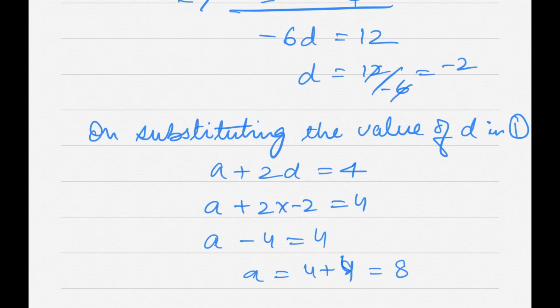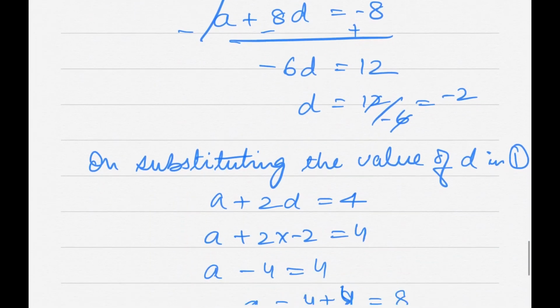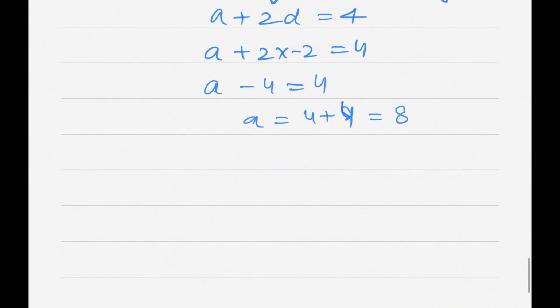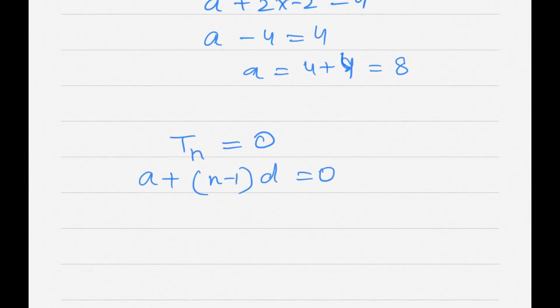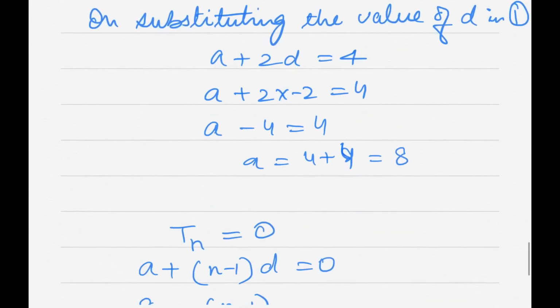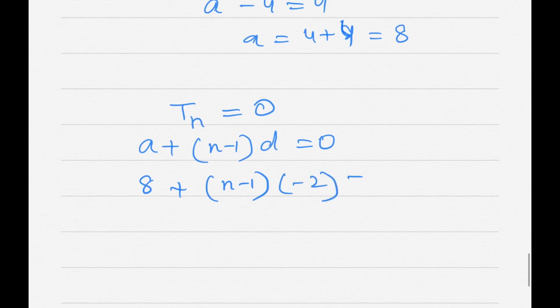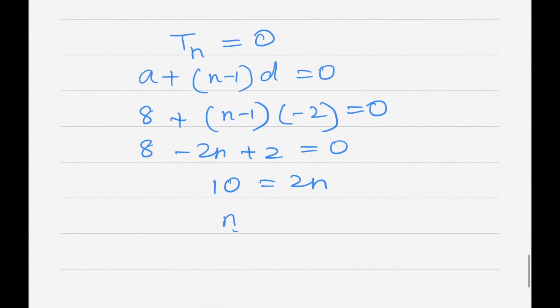Now I have been given the value of t. I have to find out the value of n, right? So tn is equal to 0. So a plus n minus 1 into d is equal to 0, right? And a is 8 plus n minus 1 into d is minus 2. Okay, so 8 now minus 2n plus 2 is equal to 0. Now this will be 10 is equal to 2n. So n is equal to 10 by 2. So my answer is 5.